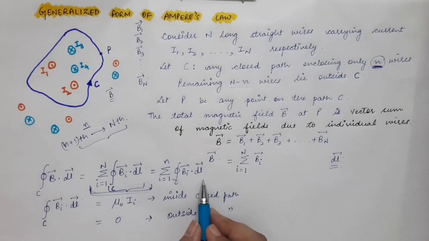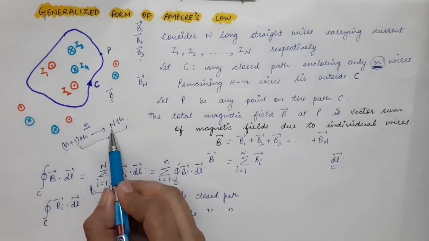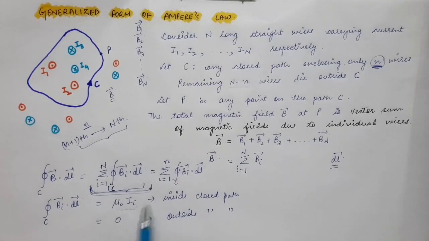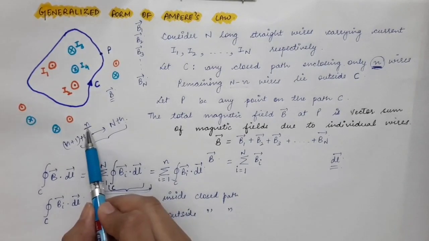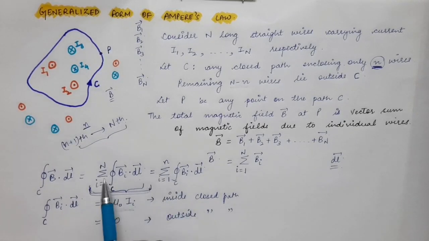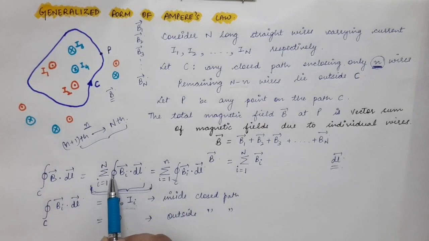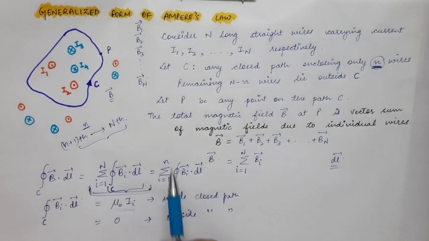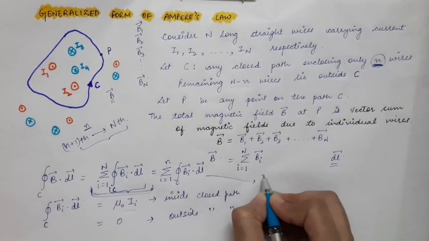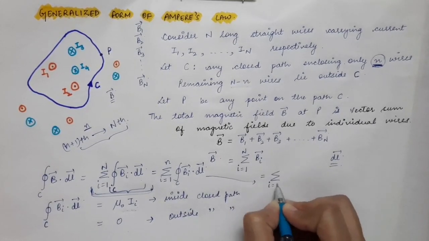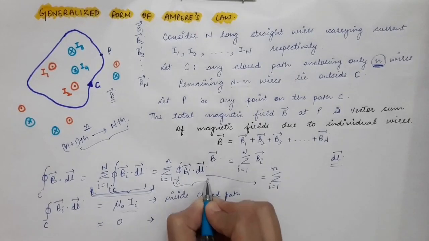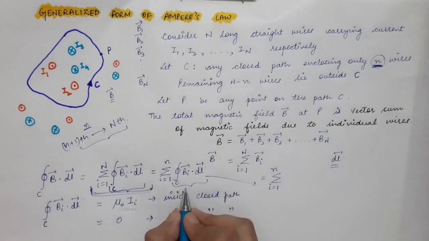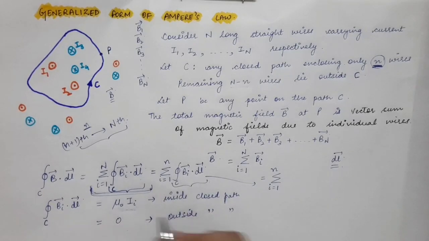Since this integral will be 0 for the n plus 1th wire to the Nth wire, and non-zero only up to the nth wires, we have modified this summation from i equal to 1 to capital N, to i equal to 1 to small n. So this can be further written as the summation i equal to 1 to small n, and for all these wires this integral will be just equal to mu naught times the current enclosed.